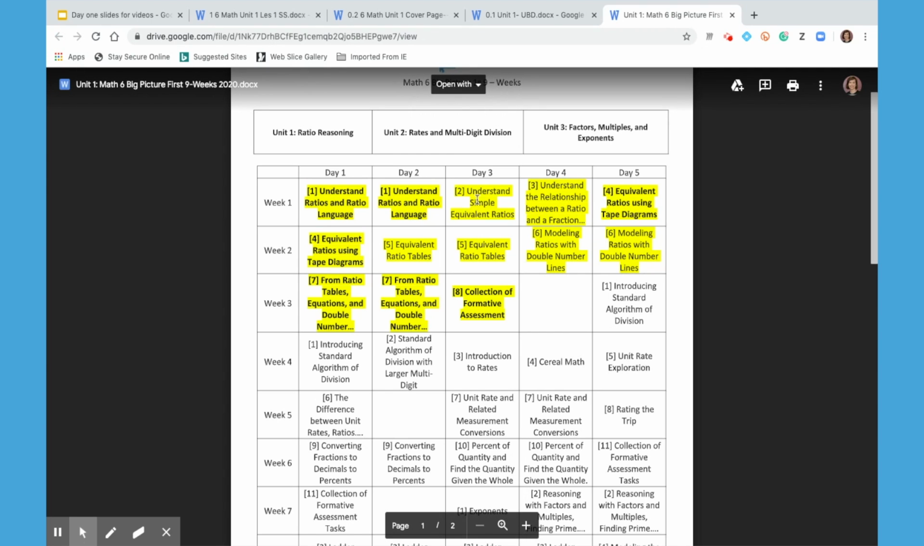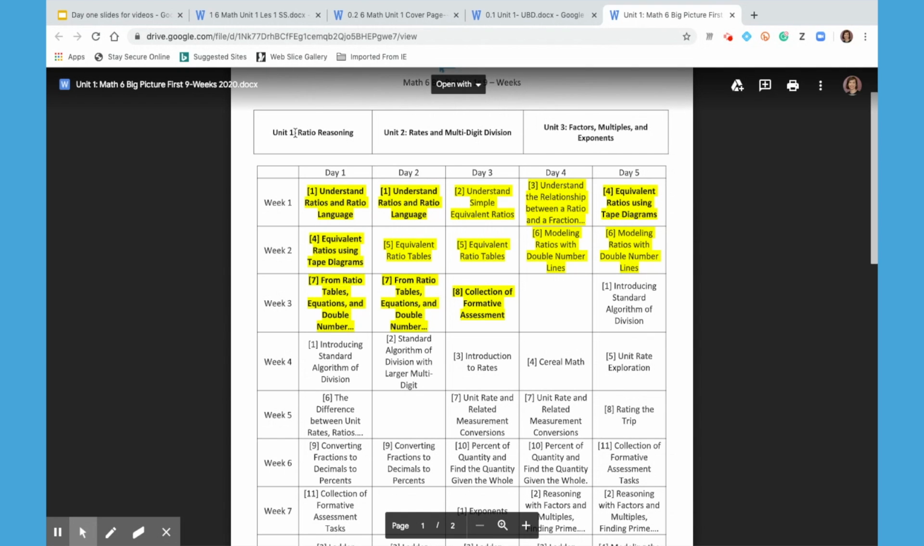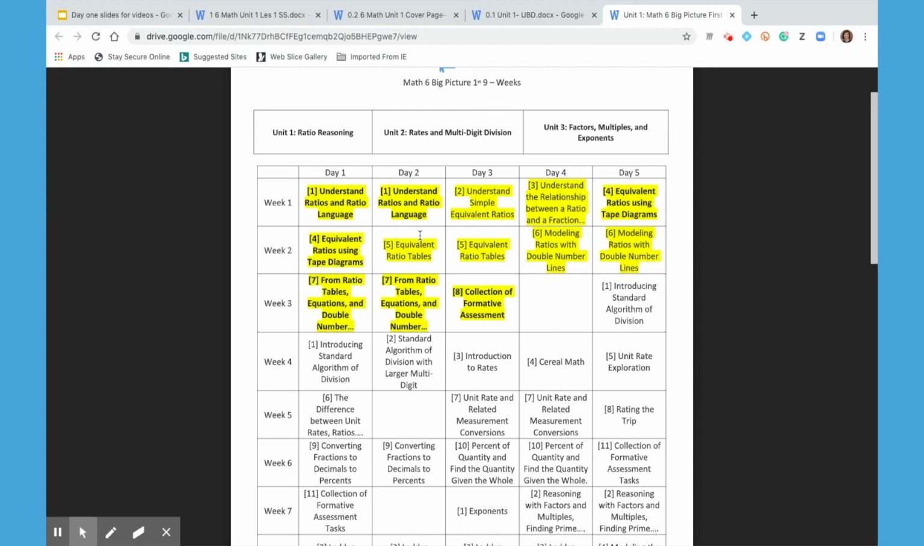If you notice, these are highlighted. The highlighted indicates that's your very first unit. The title is Unit 1, Ratio Reasoning. And then we have 2 days for this particular lesson that we're going to be focusing on that you'll be able to work out in just a little bit.